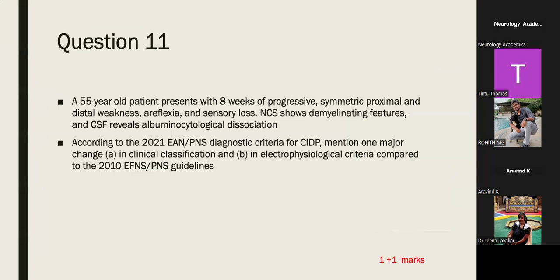Coming to next question, a 55-year-old patient presented with 8 weeks of progressive symmetric proximal and distal weakness, areflexia, and sensory loss. NCS shows demyelinating features, and CSF reveals albuminocytological dissociation. According to 2021 EAN/PNS diagnostic criteria for CIDP, mention one change which was seen in the clinical classification and electrophysiological criteria compared to the 2010 criteria.